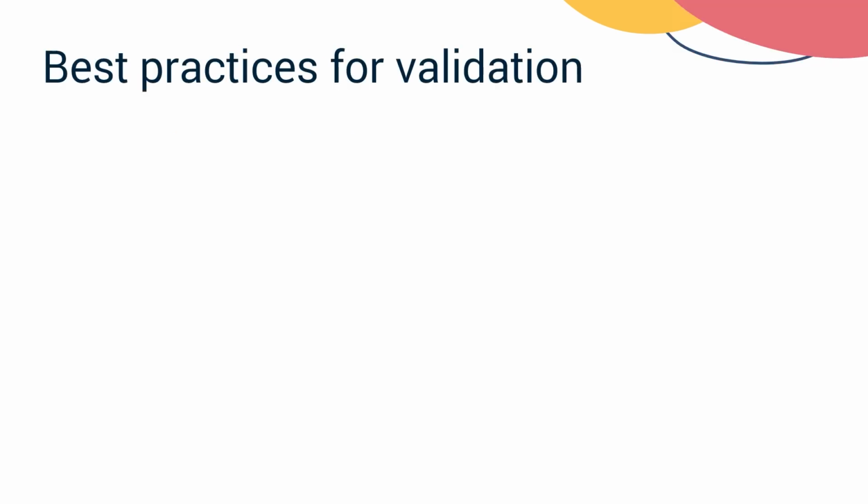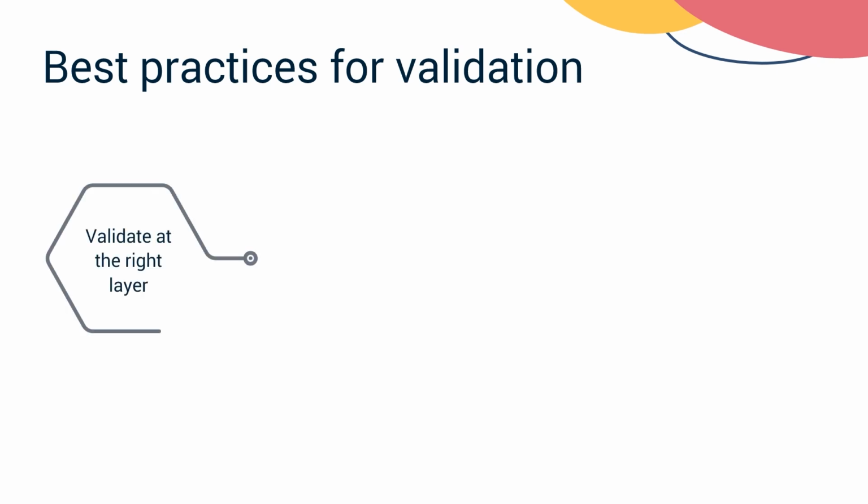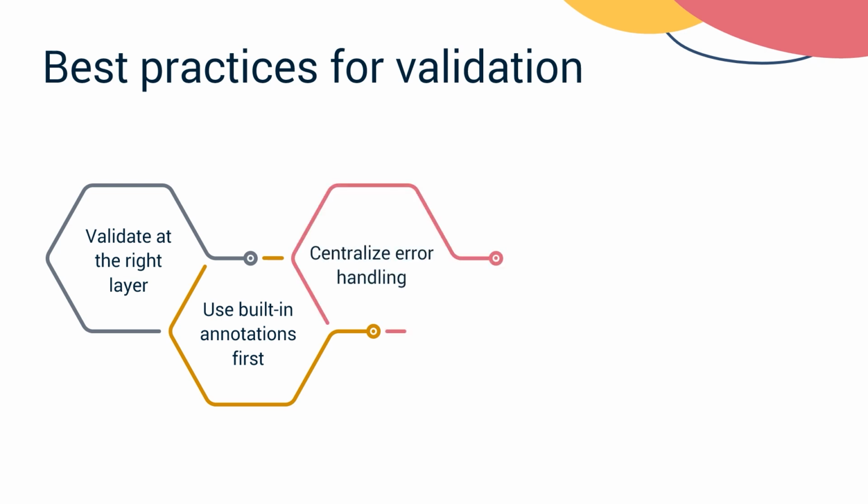Next, let's explore some best practices for validation. Validate at the right layer. Avoid duplicating validation logic across layers for cleaner and more maintainable code. Use built-in annotations first. For common validation needs, leverage standard annotations, such as @NotNull, @Size, @Min, and @Pattern. Centralize error handling. Use @ControllerAdvice to handle validation errors globally and ensure consistent error messages across APIs.